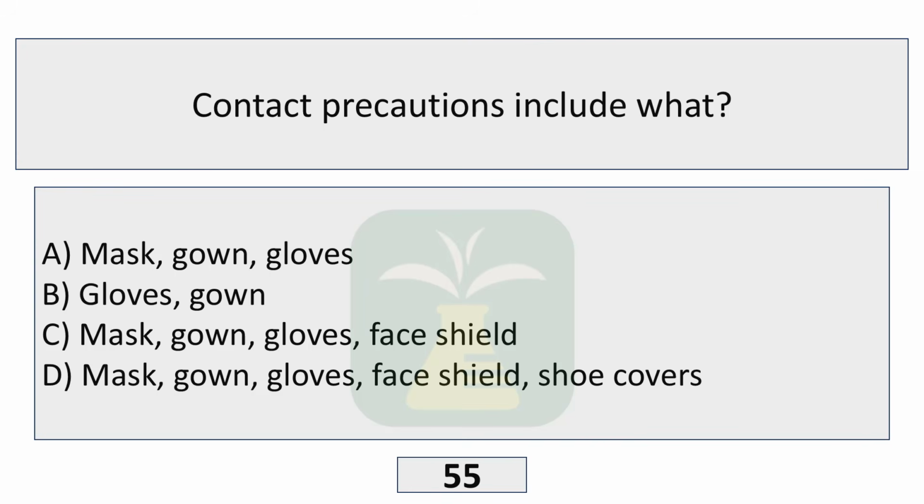Contact precautions include what? A. Mask, gown, gloves. B. Gloves, gown. C. Mask, gown, gloves, face shield. D. Mask, gown, gloves, face shield, shoe covers.